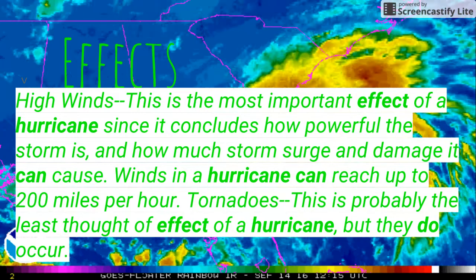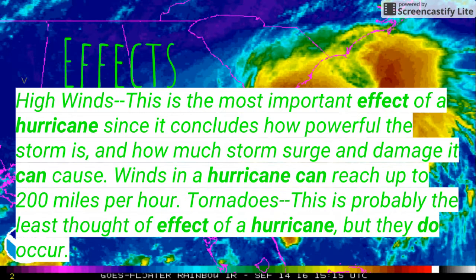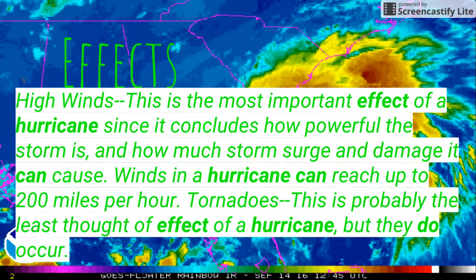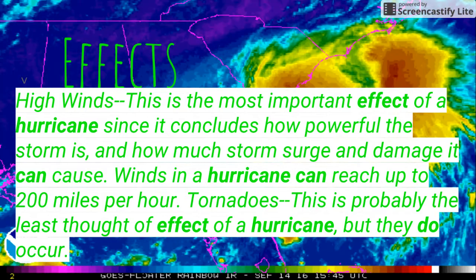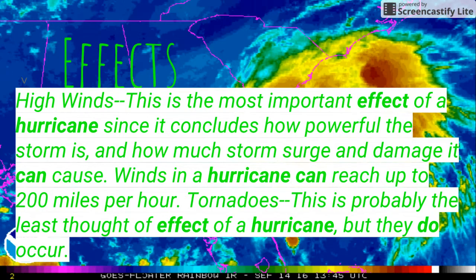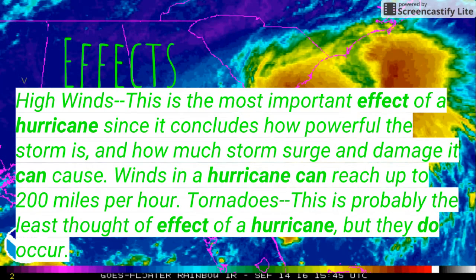Effects. High winds. This is the most important effect of a hurricane, since it determines how powerful the storm is and how much storm surge and damage it can cause. Winds in a hurricane can reach up to 200 miles per hour.